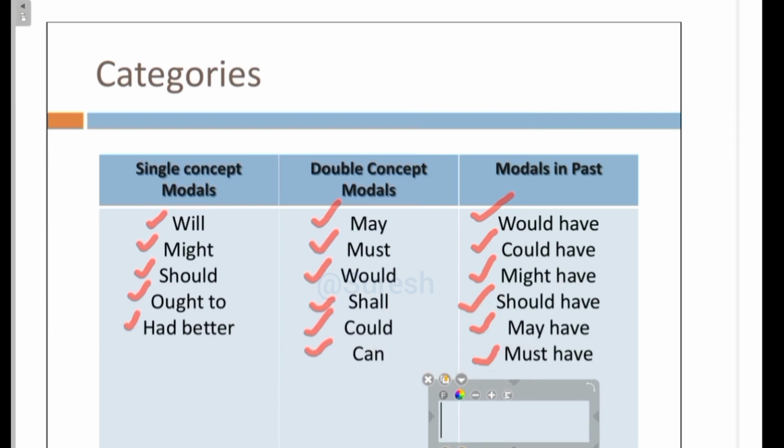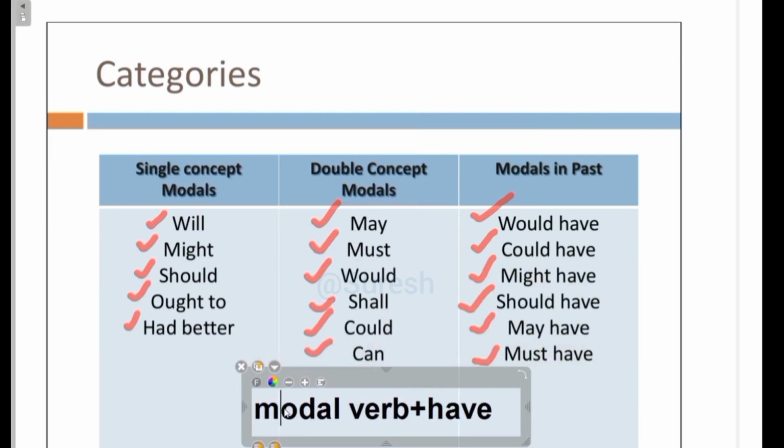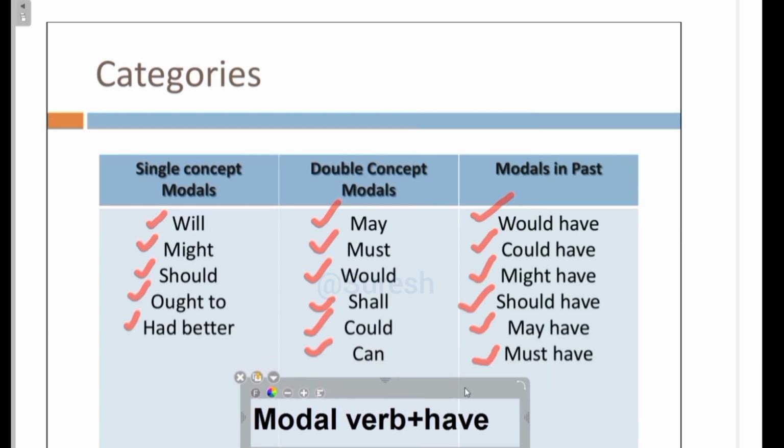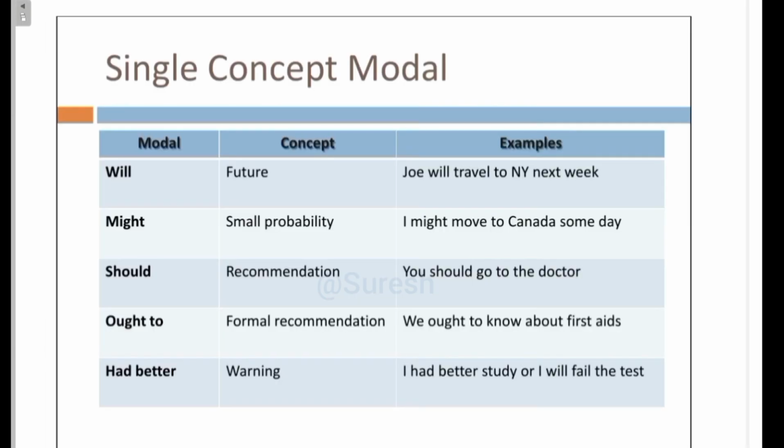So clear? You must understand these three categories so that you can divide them into categories and learn them easily, right? So you should have that understanding. Clear, guys? Once again, you can have a look at it. See, I am writing the structure there. Modal verb plus have, modal verb plus have. That is the structure which is used for modals in the past. Any modal verb plus have, and V3 is followed by that.